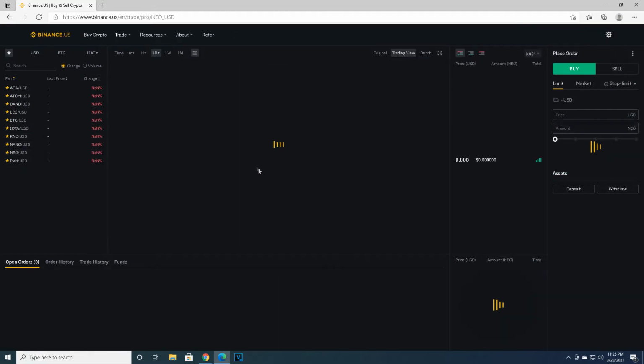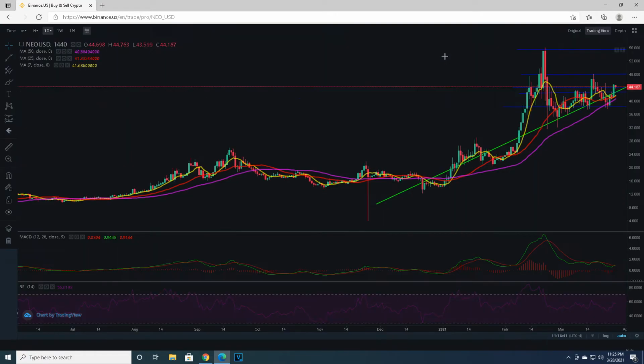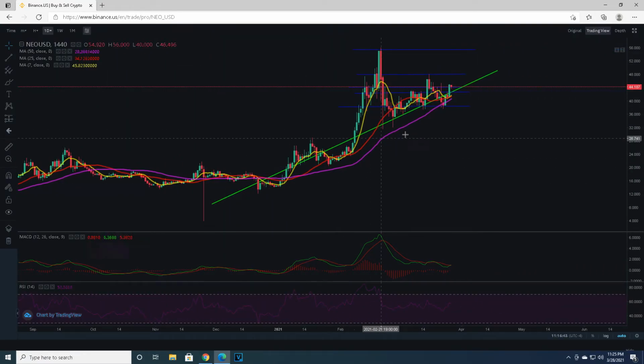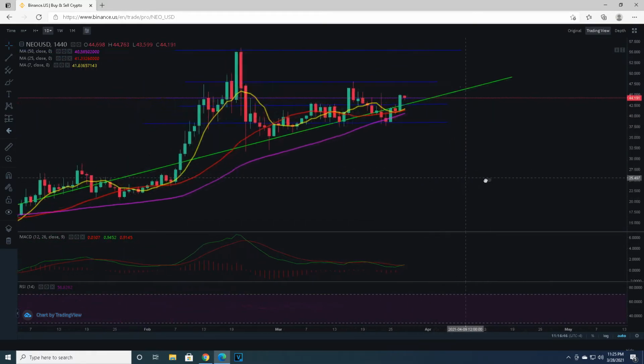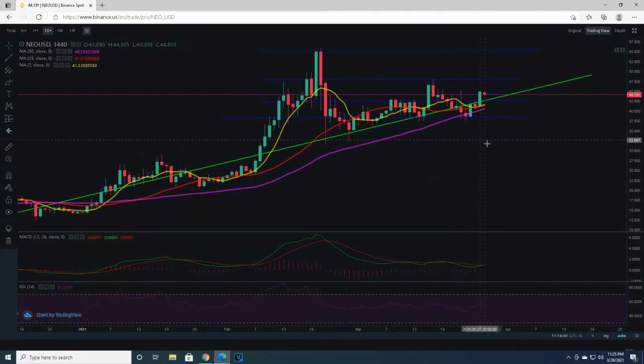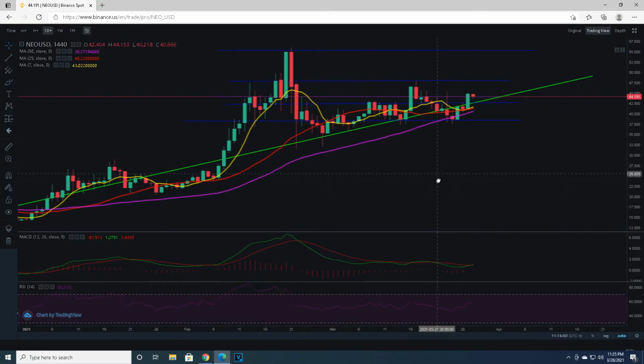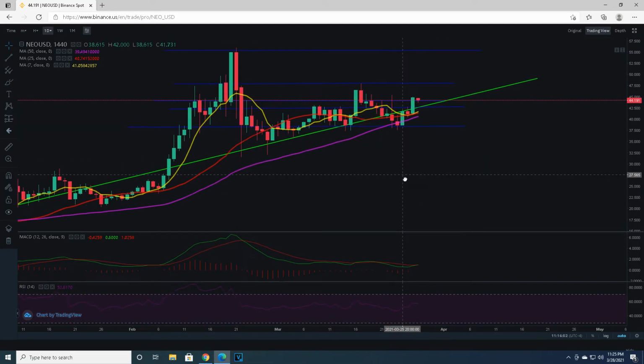All right, from Nano to Neo. Neo is the one. All right, guys, we have an uptrend here. Got our support resistance lines. And what do we have here?